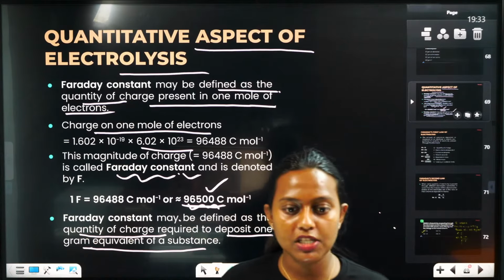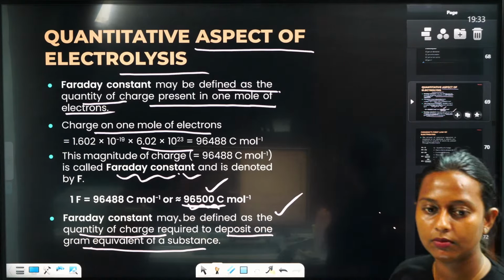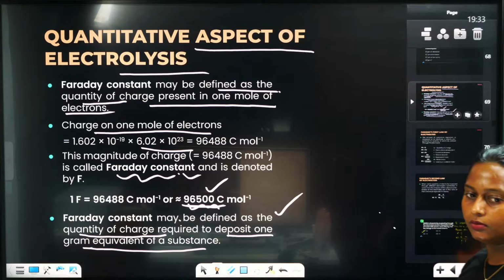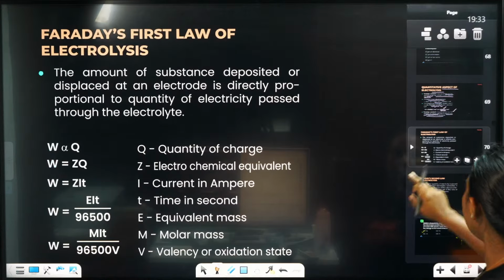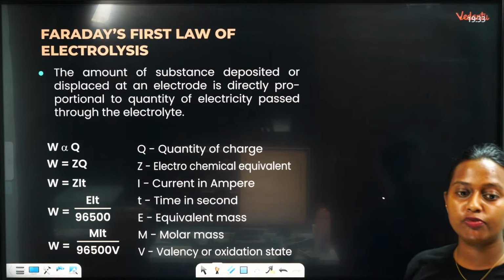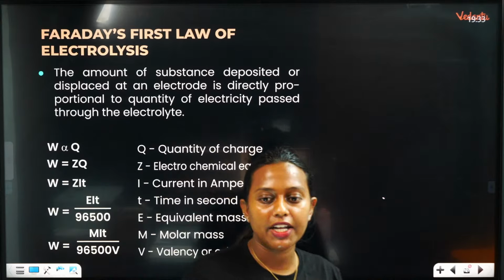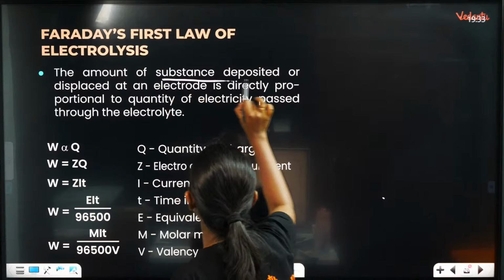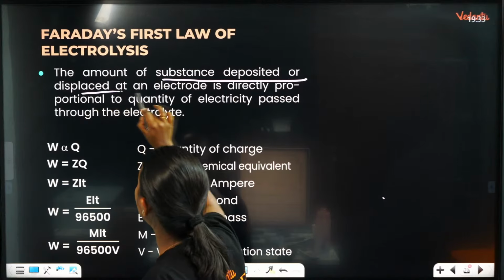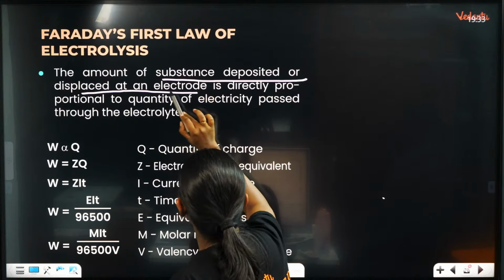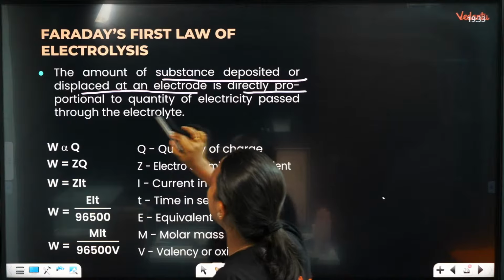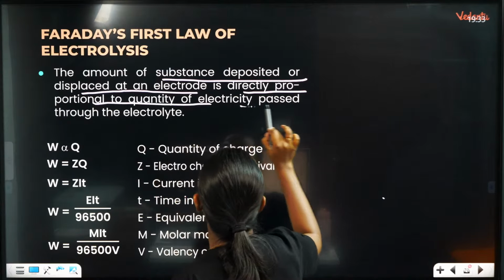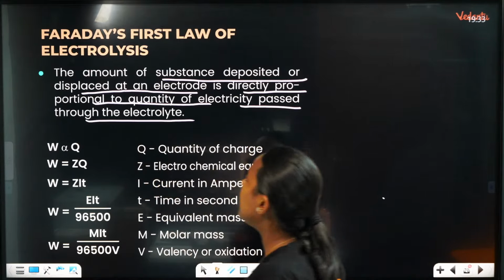Shall we see Faraday's first law? I think you all are ready. So here is Faraday's first law. The amount of substance deposited or displaced at an electrode is directly proportional to the quantity of electricity passed through the electrolyte.